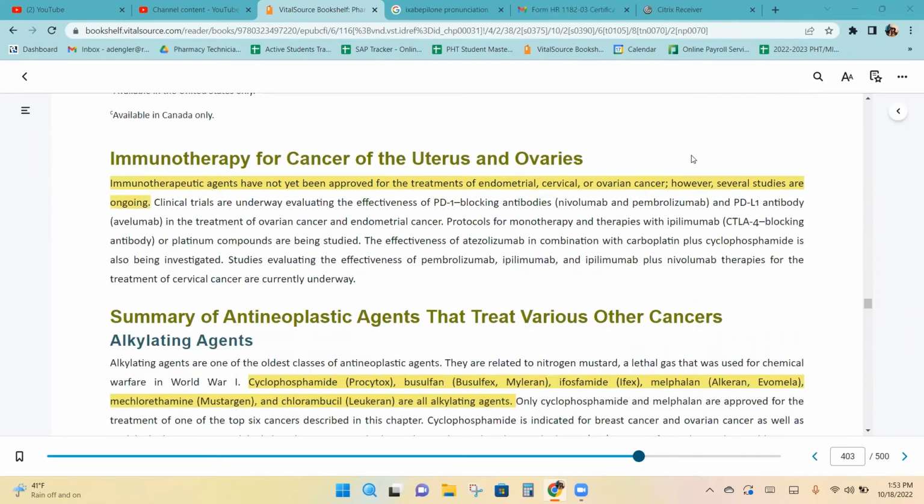Immunotherapeutic agents have not yet been approved for the treatment of endometrial, cervical, or ovarian cancer. However, several studies are ongoing.